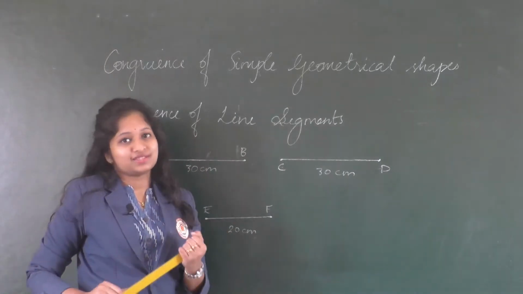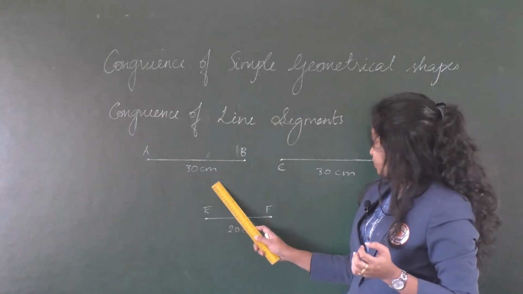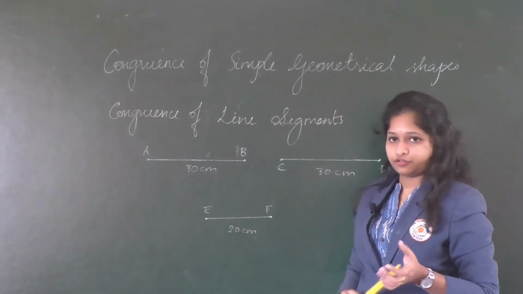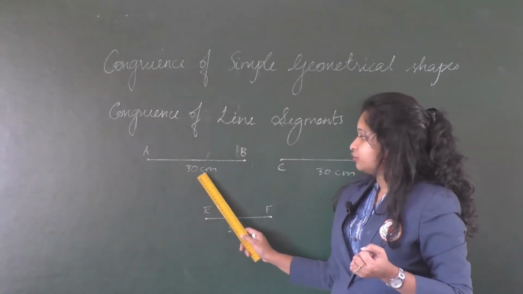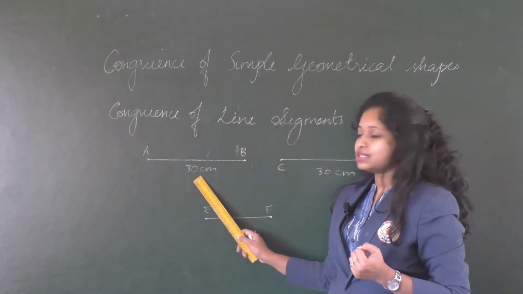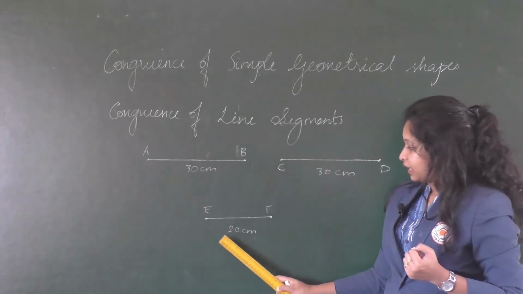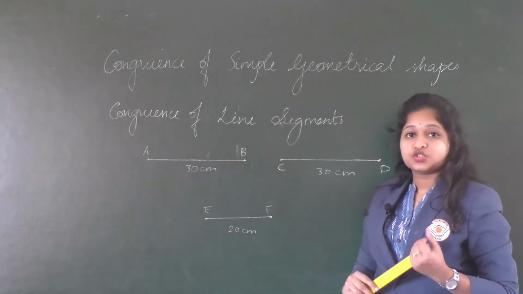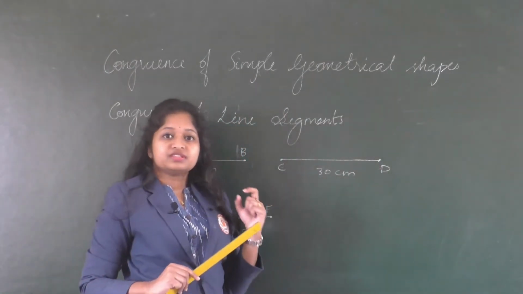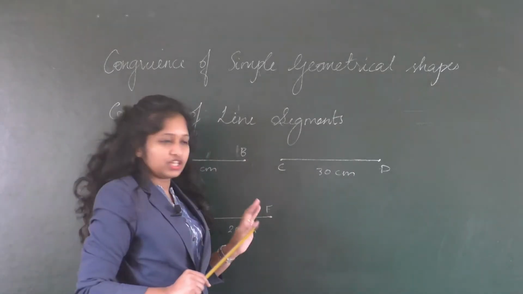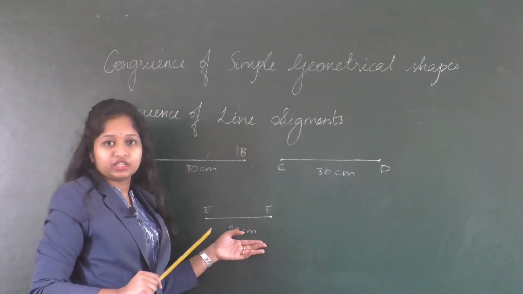First, the congruence of line segments. Here I have 3 line segments, AB, CD and EF. Okay. See, I have marked the length here. Length of line segment AB is 30 centimeter. The length of line segment CD is 30 centimeter and line segment EF is 20 centimeter. Now, among these, which are of same size and shape? All are of same shape, but the size is different for EF.